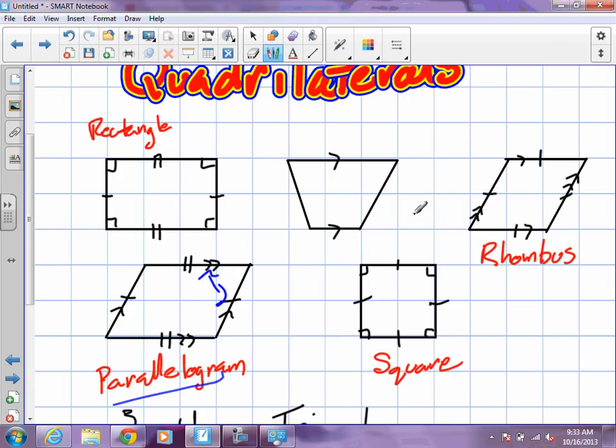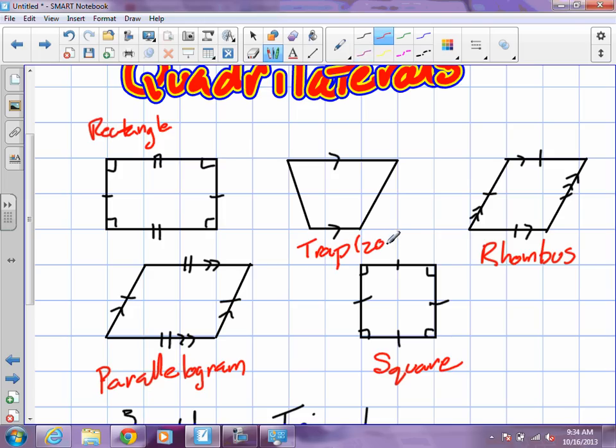Now this last shape here has no sides the same length. It has one set of parallel sides. What is this called? Trapezoid. And trapezoids can look very different from one to another. Is that right? Did I spell that right? Quickly take a look. Oh, it's T-R-A-P-E-Z-O-I-D. That's it. Okay. There you go. So this is called a trapezoid in this case.